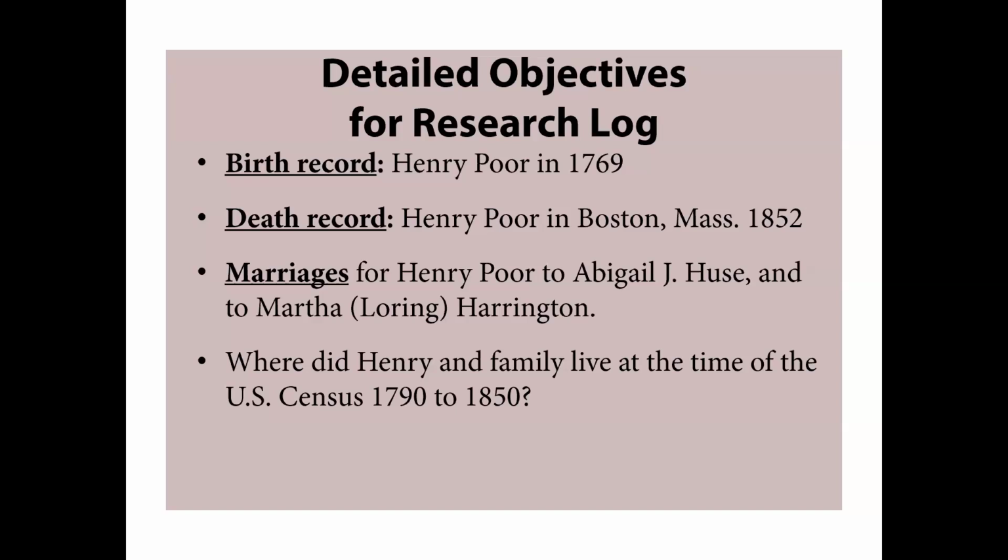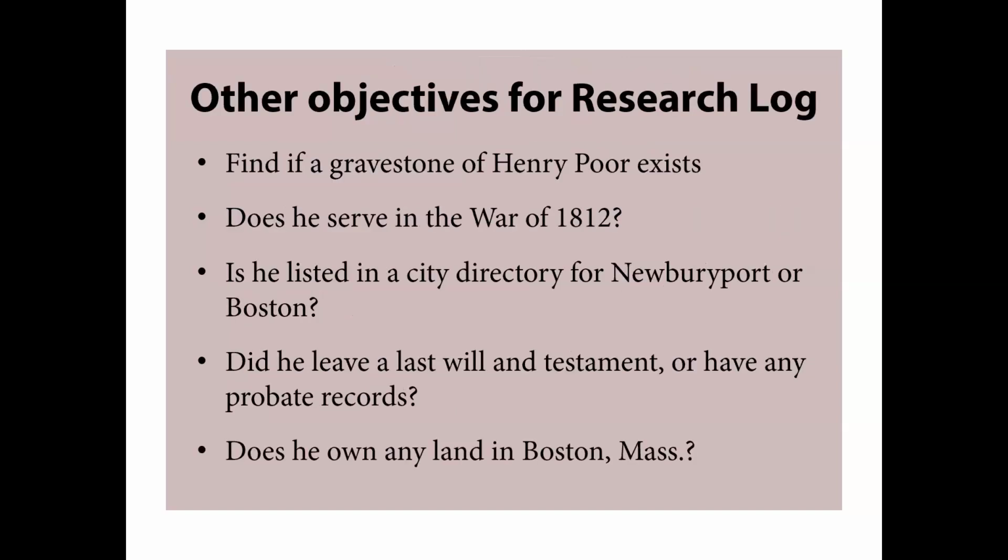Well, obviously, Henry was alive in 1769, so he's an adult by the time of the 1790 census. And he's alive to 1852, so he should be on every census between 1790 and 1850. What U.S. censuses will give me details about his family? Other objectives for the research log is I think, well, I know he's buried in Mount Auburn Cemetery. Does he have a gravestone? Not every burial in a cemetery necessarily has a gravestone, so I want to see if I could find that.